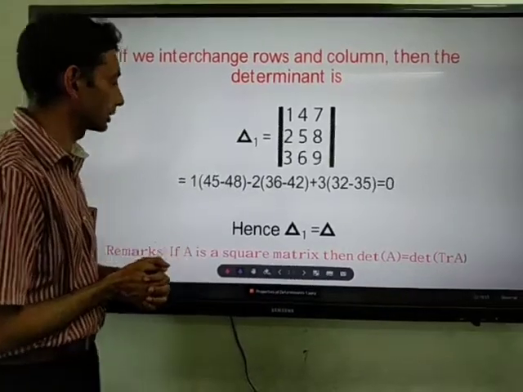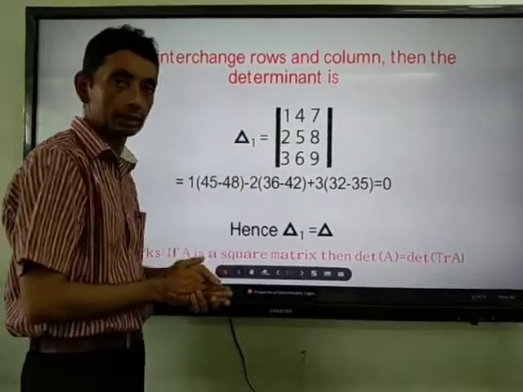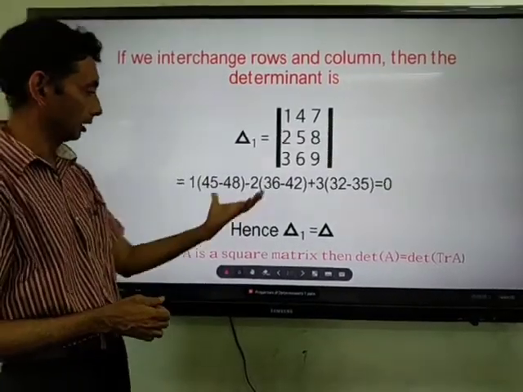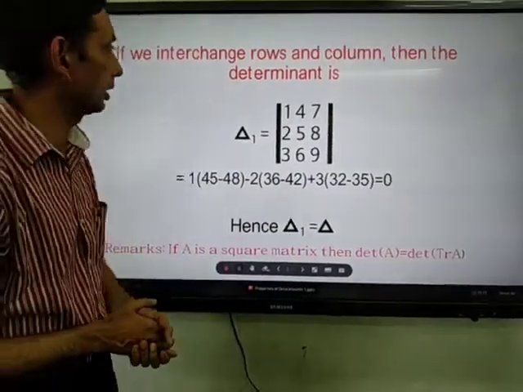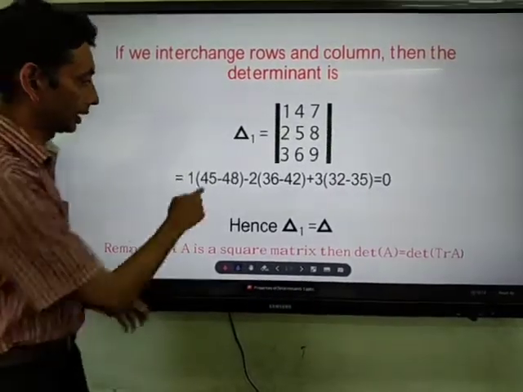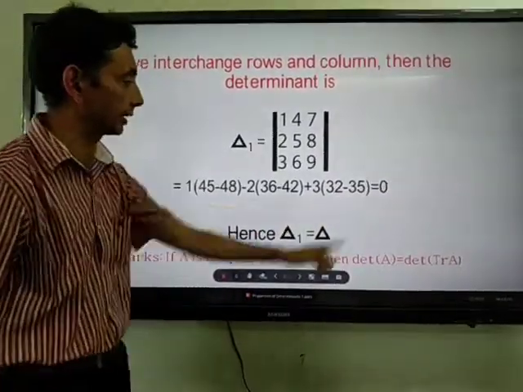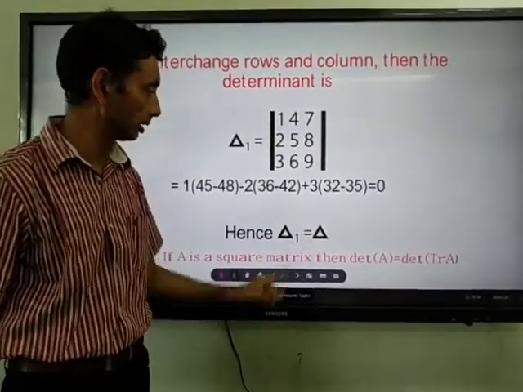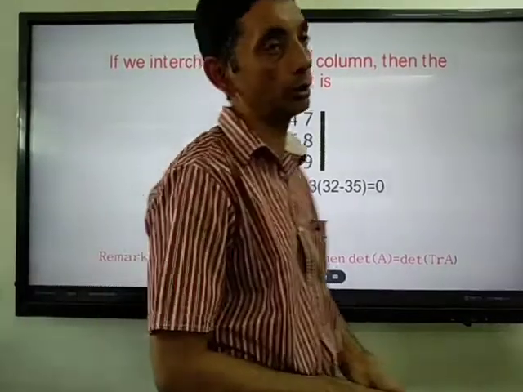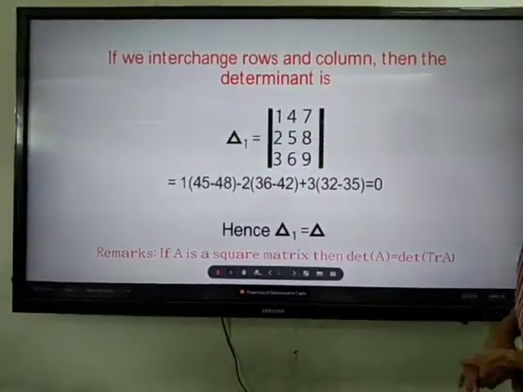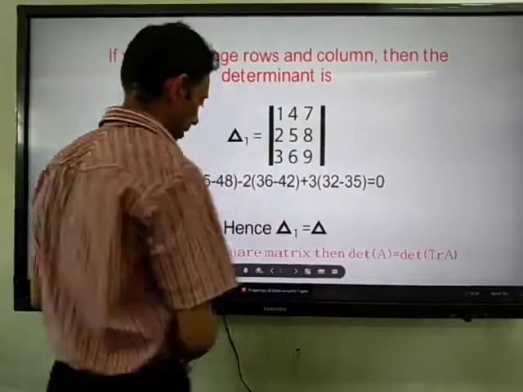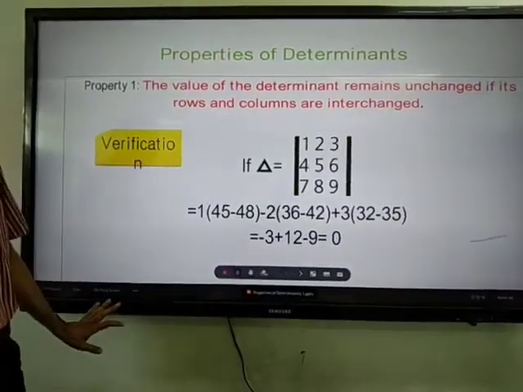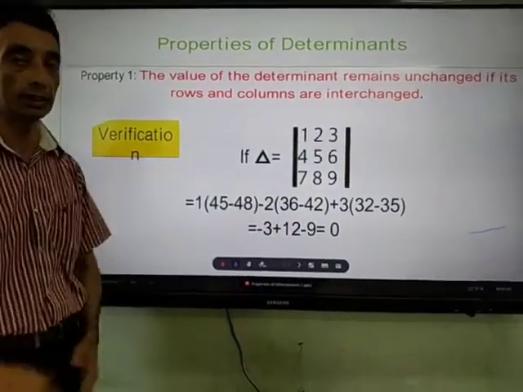Again we will be expanding this along any row or any column. For example, we expand along the first column, and all of you know how to calculate the value of a 3 by 3 determinant. If we calculate this, the value of the determinant is 0. Therefore we can compare the value of delta and delta 1. Both come to be 0, so the values are not changed. That means, according to property 1, the value of the determinant remains unchanged if rows and columns are interchanged.